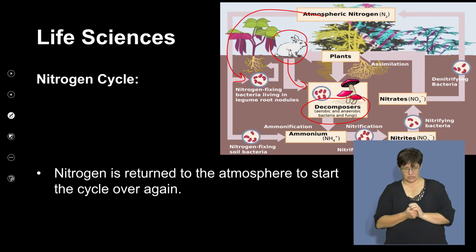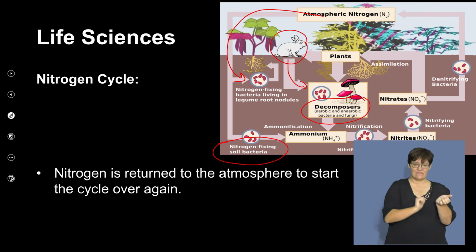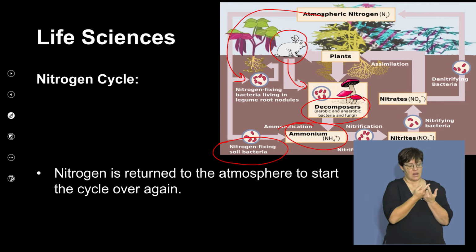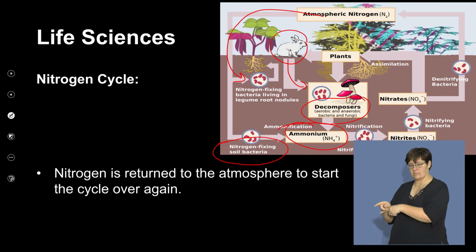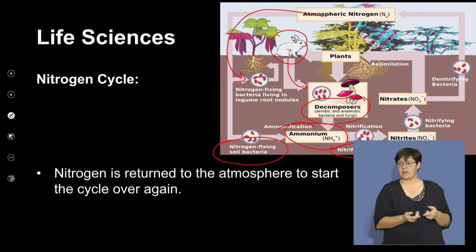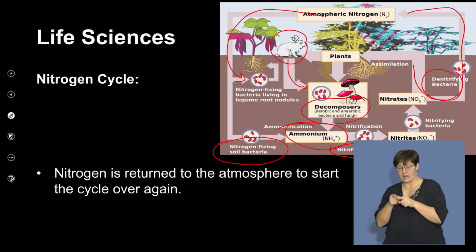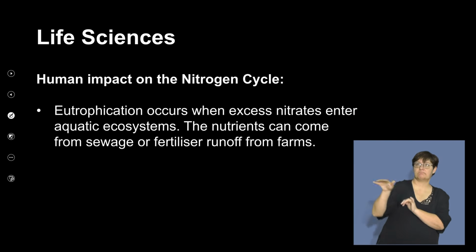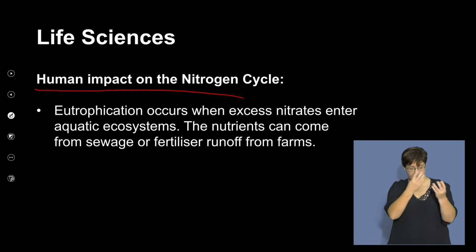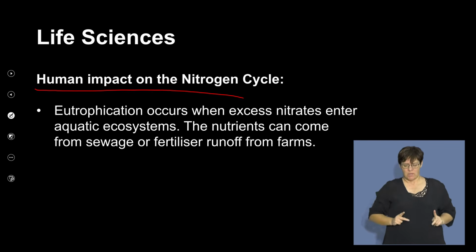We also looked at the nitrogen fixing soil bacteria, which take the nitrates and produce ammonium. We also looked at the comparison between the nitrifying bacteria and the denitrifying bacteria, which assist in releasing atmospheric nitrogen into the atmosphere. It's important that we understand the human impact on the nitrogen cycle.